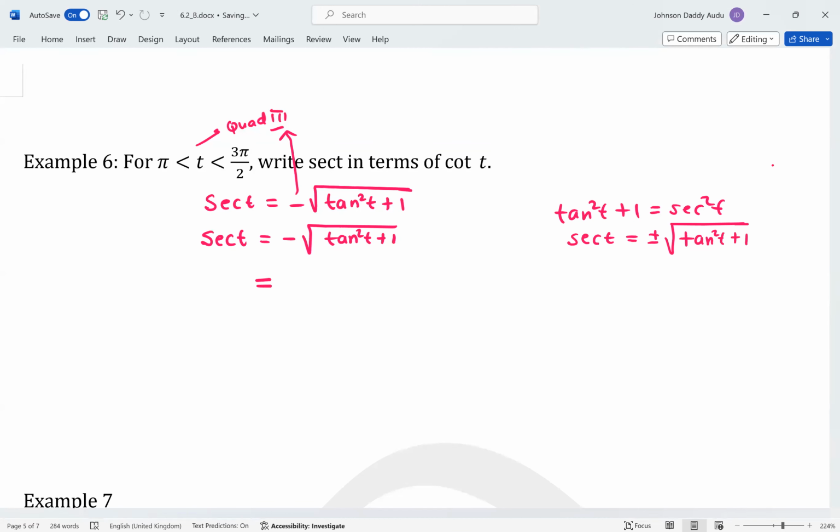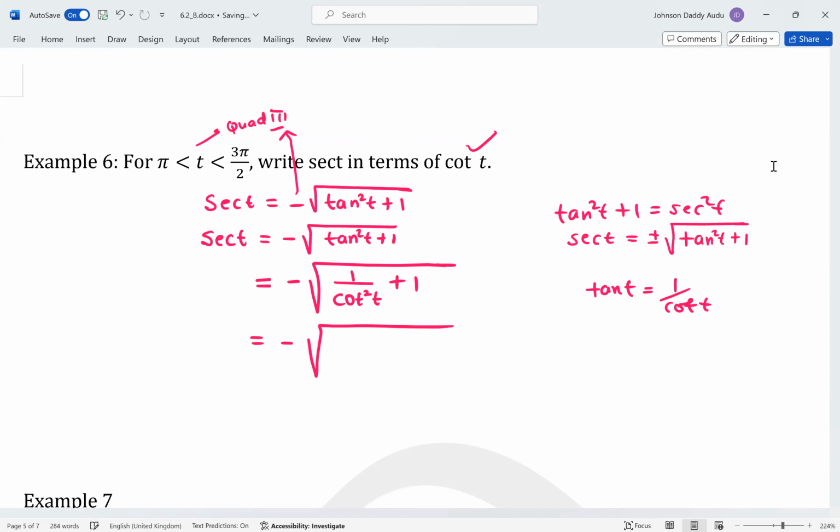Okay, so now we continue. We can write this as this one. But we want to write it in terms of cotan, so we have to change tan to cotan. This is going to be 1 over cotan squared t plus 1. So what have I done? We just changed tan squared t. We know that tan t is 1 over cotan t. So that is what we use here. All right. So this is going to be minus this one.